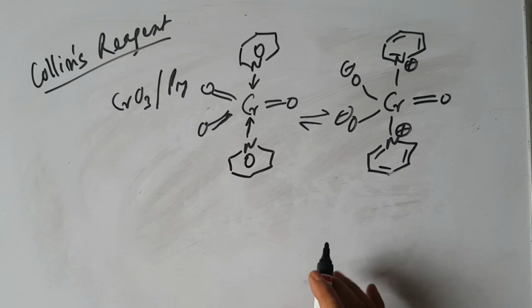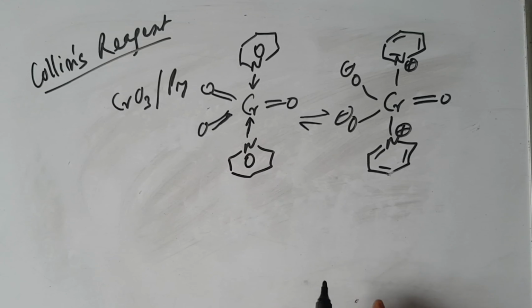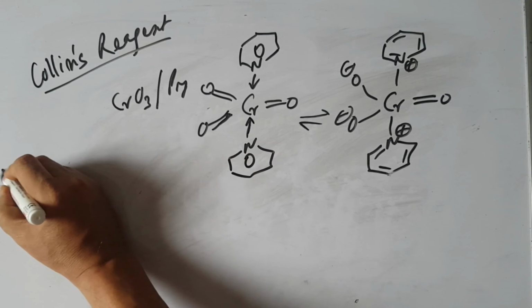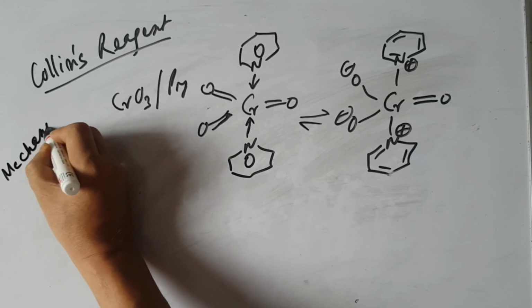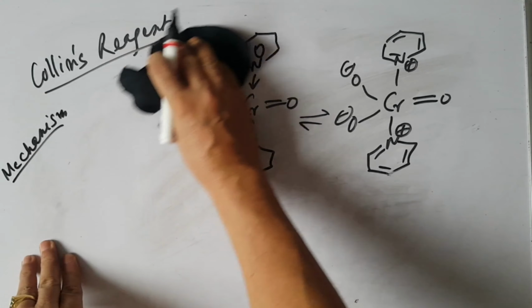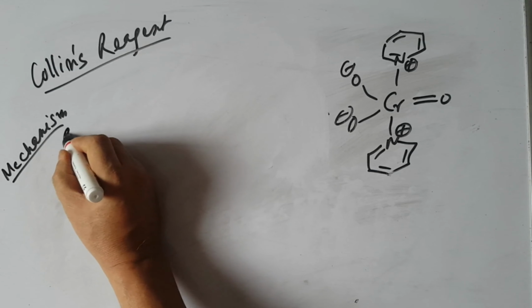Secondary alcohols are oxidized to ketones by using Collins reagent. Collins reagent is one of the most important reagents for the oxidation of alcohols, secondary alcohols. So let's see how the reaction mechanism takes place. I'll write here the mechanism of the reaction.